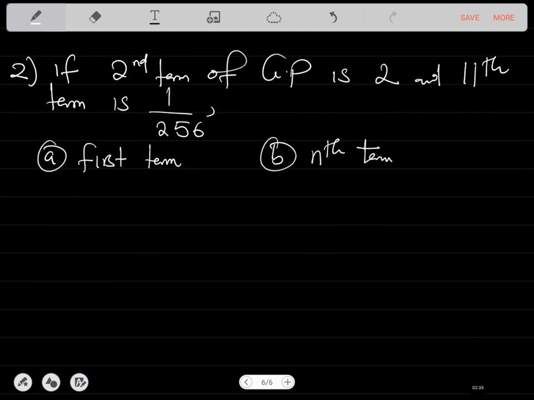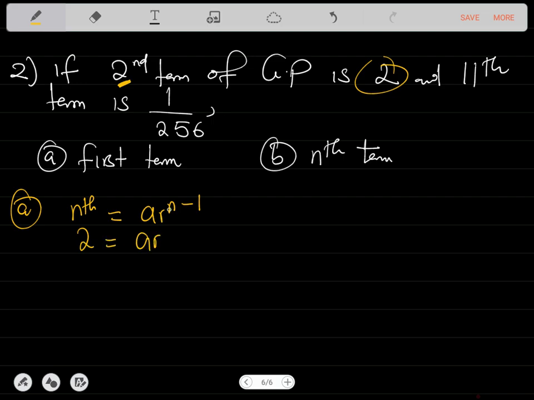This question says, if the second term of a GP is 2 and the 11th term of the same GP is 1 over 256, how do we find the first term and how do we find the nth term? All right, well, recall that the nth term of a GP is given by a r to the power n minus 1. So if they say the second term is 2, where there's n, we put 2 minus 1, because n is second. So we get 2 is equal to a r to the power 1, because 2 minus 1 is just 1.